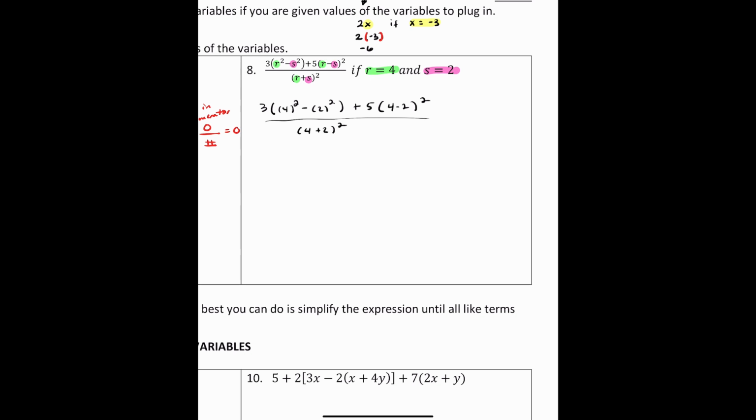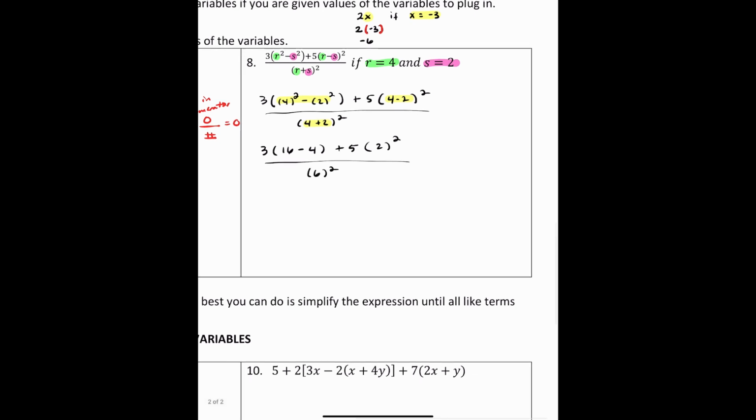Now notice that we have 3 sets of parentheses. I'm going to handle those all at the same time. So I have 3 times 4 squared is 16 minus 2 squared, that's 4, plus 5 times 4 minus 2, which is 2 quantity squared, all over 4 plus 2 quantity squared, that's going to be 6 quantity squared. So now, notice that we still have parentheses. We have to deal with the 16 minus 4.